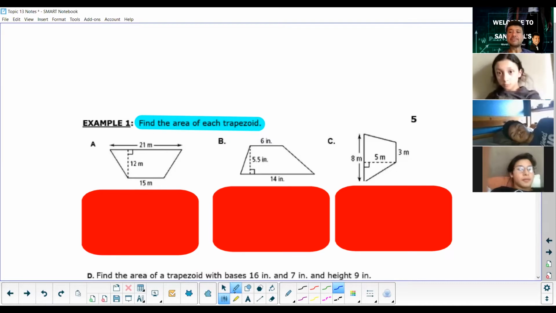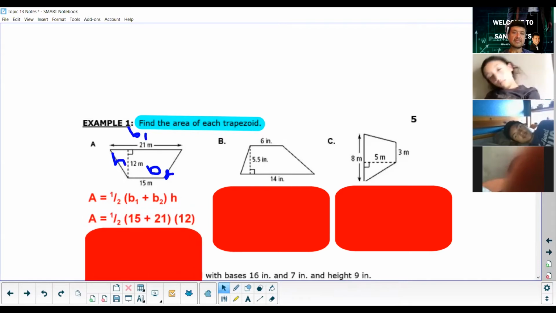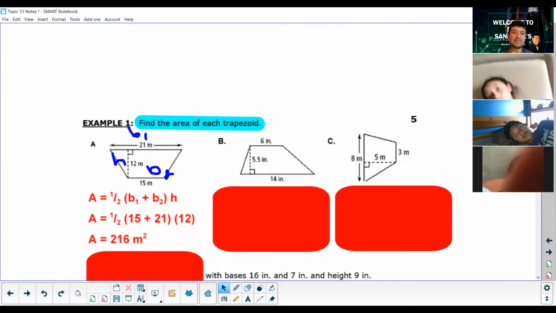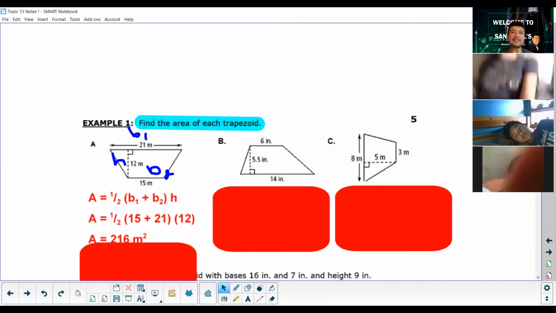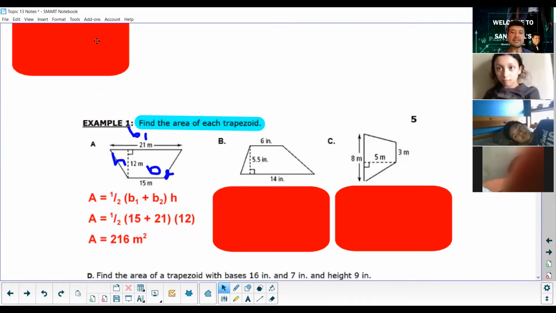How would you do A? First add base 1 plus base 2 to get a total of 36. Good. Then divide 12 by 2 because it's height times 1/2. So that would give me 6. So it'd be 36 times 6 to give us 216. Excellent. Okay, good. Celeste, why don't you go ahead and do the next one for us?